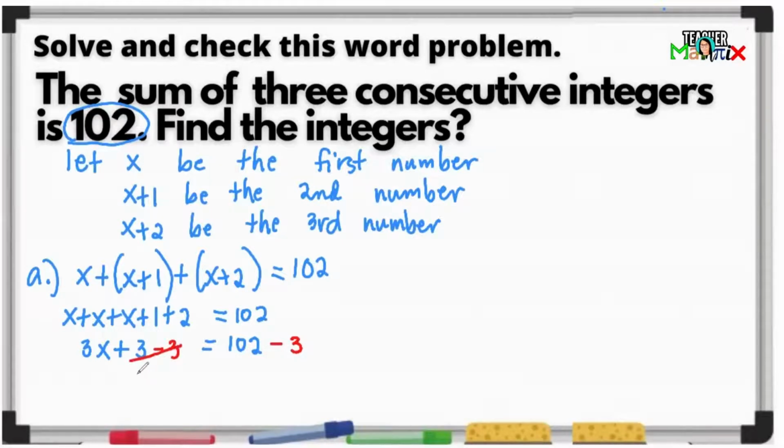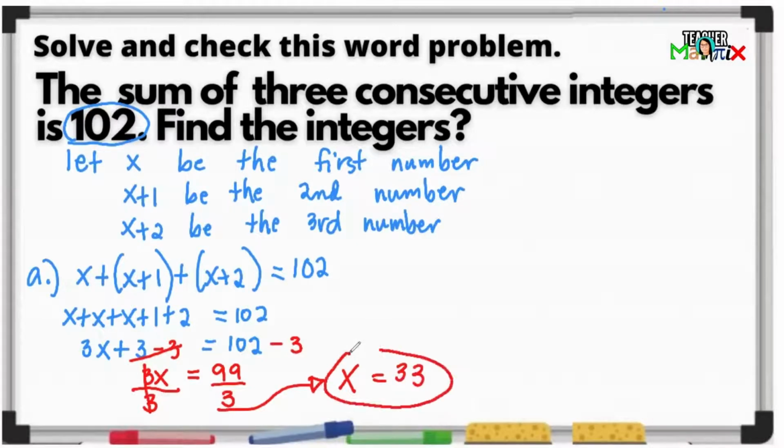Copy the remaining expression, 3x. Subtract 102 minus 3, which is 99. Divide by itself so that the variable itself remains. So cancel. So x, and then divide 99 by 3, which is 33. We have the value for x, which is actually the value of the first number.